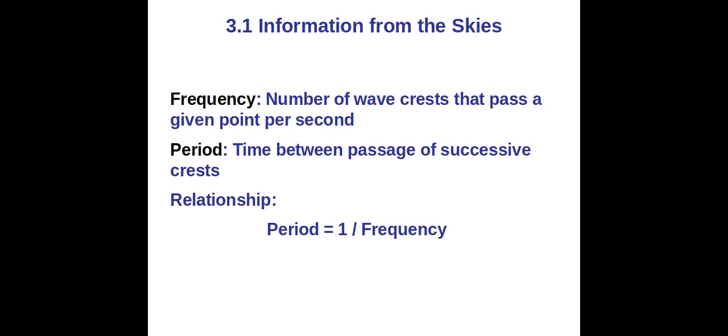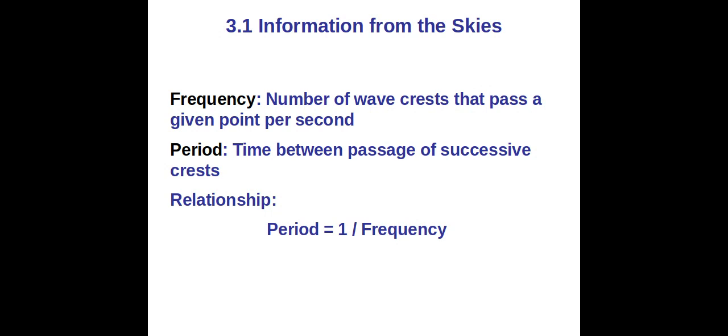Frequency is the number of wave crests that pass a given point per second. Period is the time between crests. And the mathematical relationship between those is period equals 1 over the frequency. Another way to say that is that they are reciprocals. So period and frequency are linked.